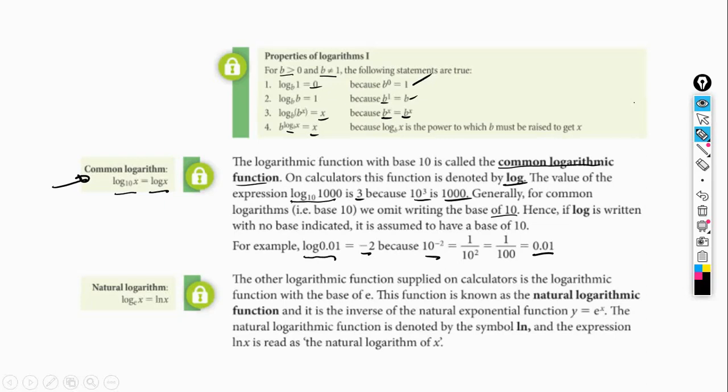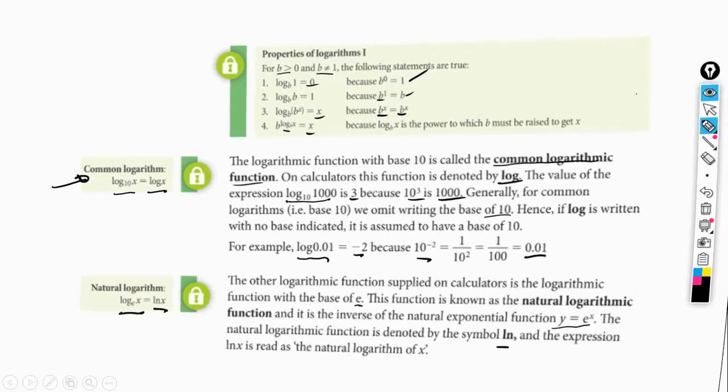So the other logarithmic function supplied on calculators is the logarithmic function with the base of Euler's number. So log base e of x. Now, this function is known as the natural logarithmic function, and it is the inverse of the natural exponential function y equals e to the power of x. It is denoted by the symbol ln, logarithmus naturalis. So that's why ln x is the equivalent of log base e of x, the natural logarithm of x.